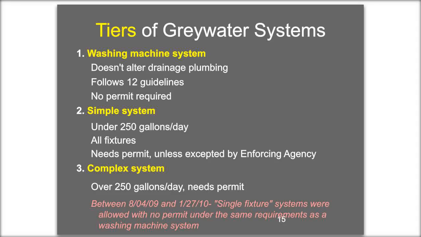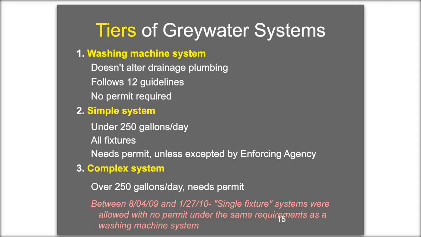There are tiers of graywater systems. There is a washing machine tier, which is a system that doesn't alter your plumbing, and there's 12 guidelines. If you follow them, you don't need a permit. There's a tier of simple systems. This is under 250 gallons per day, and it's any fixture, and it does need a permit unless it's exempted by the enforcing agency. And then there's complex systems, and these are over 250 gallons a day, and they do need a permit.